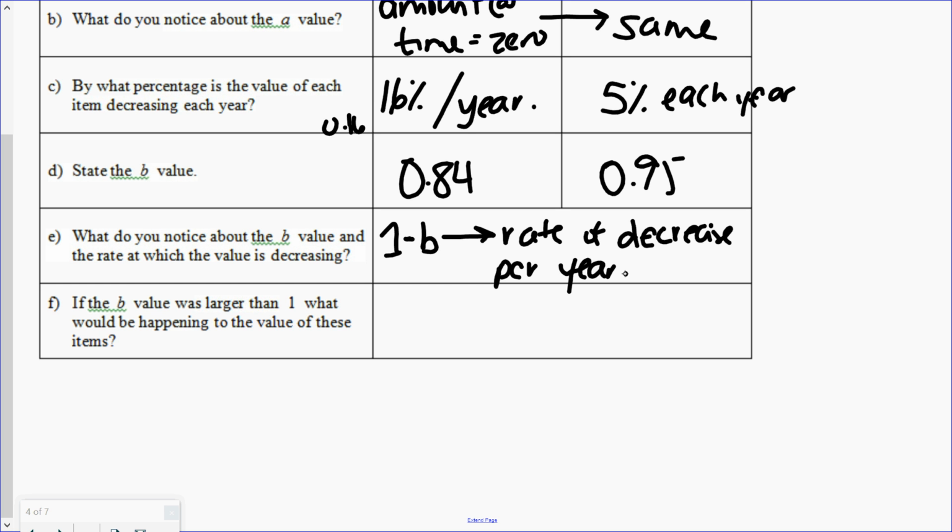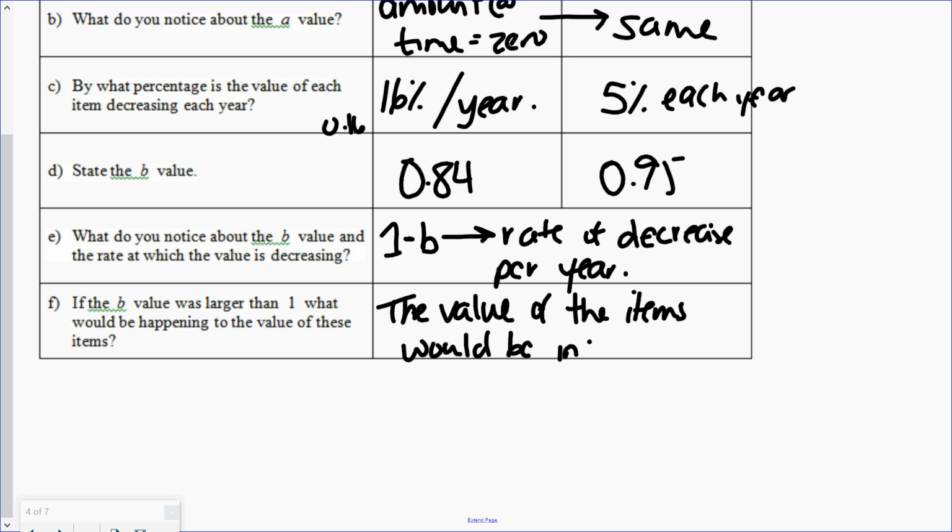It says if the B value was larger than 1, then what would be happening to the value of these items? And again, we talked about this before. If the B value is greater than 1, it's increasing. So in the context of this question, the value of the items would be increasing. Things like cars and calculators, yeah, they're going to lose their values. Things like houses or fine art, they might appreciate, meaning they increase in value over time.